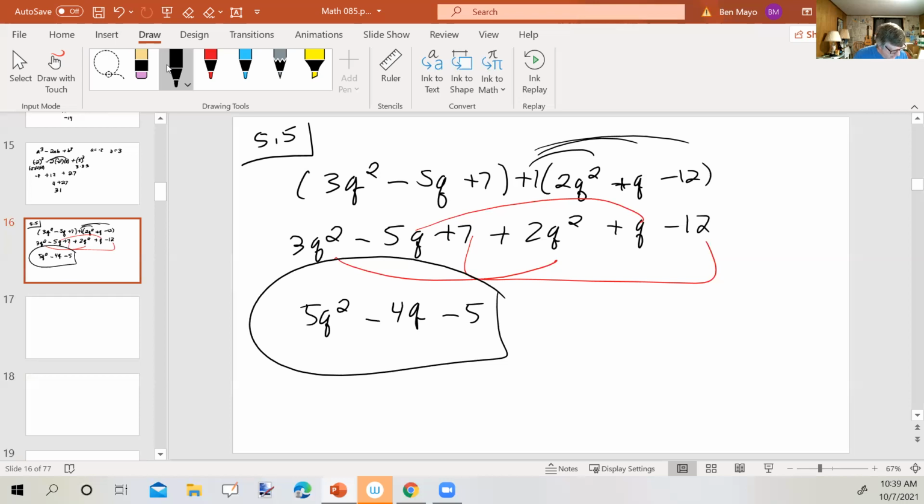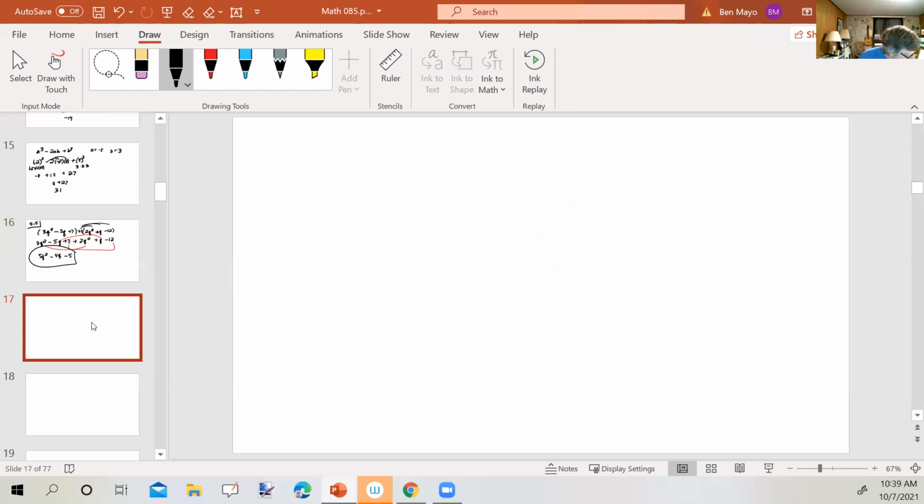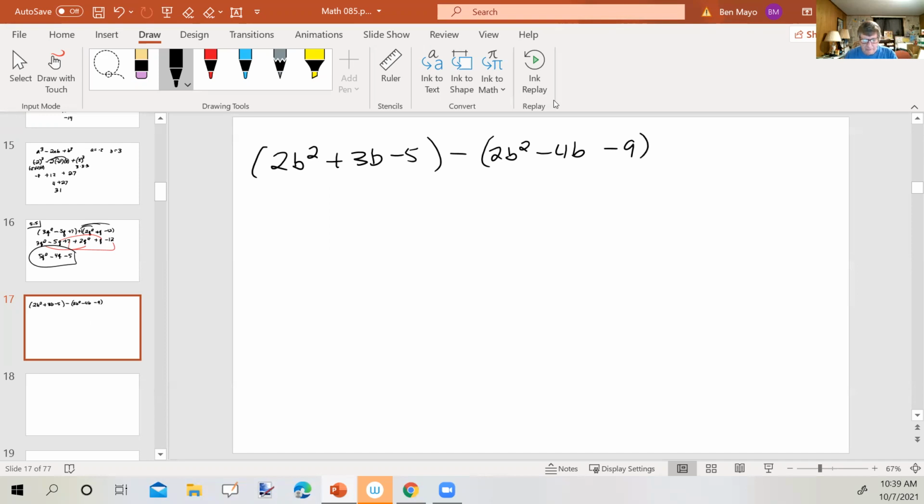Okay. Now, let's take a look at a situation where we're subtracting polynomials. Let's say we've got 2b squared plus 3b minus 5 minus the quantity 2b squared minus 4b minus 9. Here's where we have to be really careful. We can't combine like terms from two different groups before we get rid of the grouping symbol.